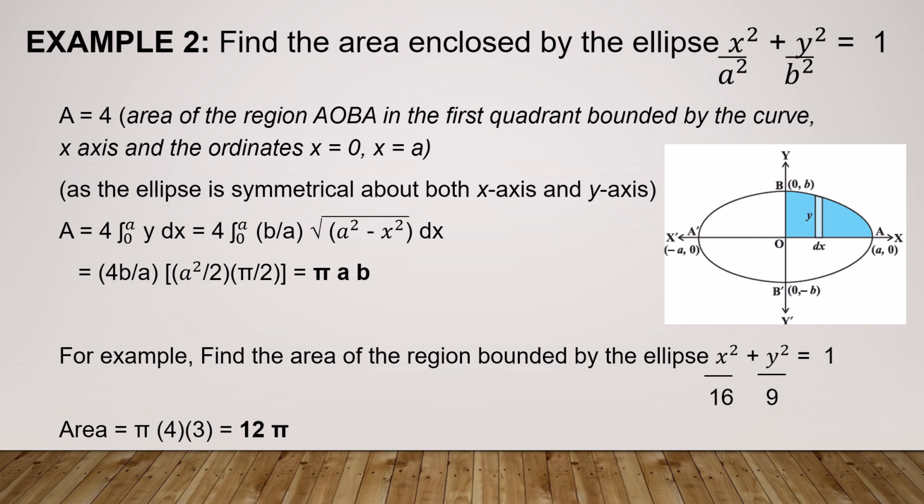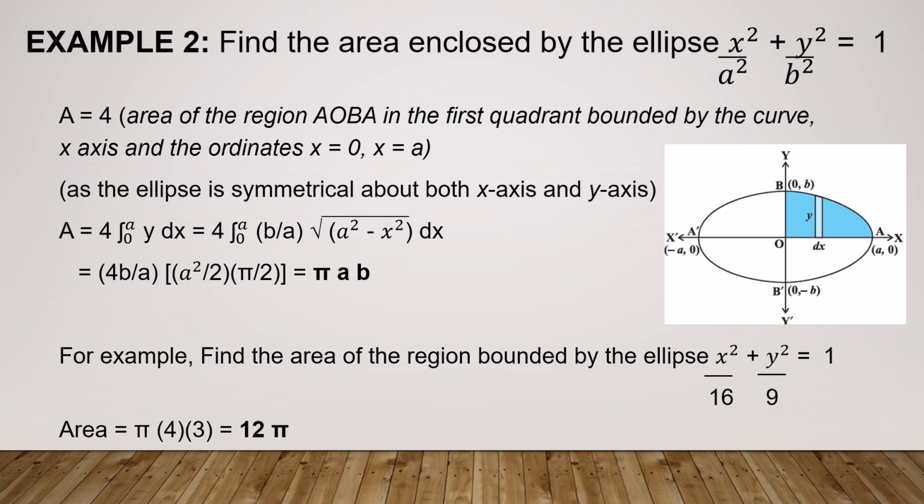Second thing is we can find the area enclosed by the ellipse. The general equation of the ellipse is x square upon a square plus y square upon b square is equal to 1. Now if you see the diagram again over here, for the first quadrant you can find the area and multiply by 4. Now consider the first quadrant. For that the shaded area which we want will be the area of the region AOBA. You can see AOBA, this region which is the first quadrant.